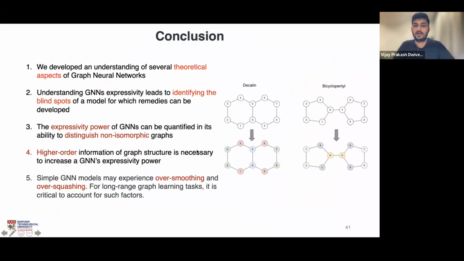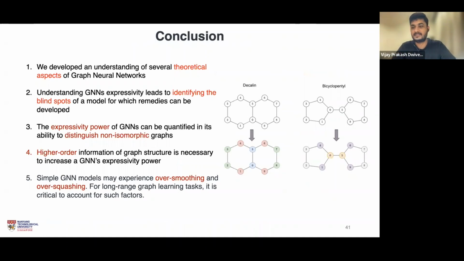So we move towards the conclusion now for this session. I hope we developed a theoretical understanding of several aspects of GNNs. And why it's important: because this understanding leads to identifying several blind spots for a model, for which, if we are pre-informed, remedies can be developed.